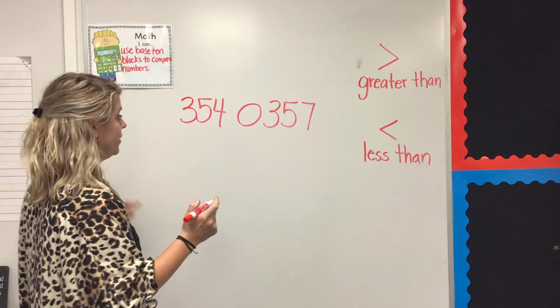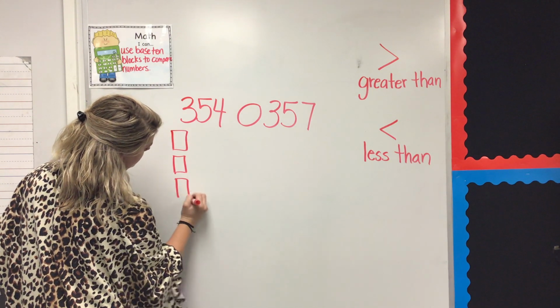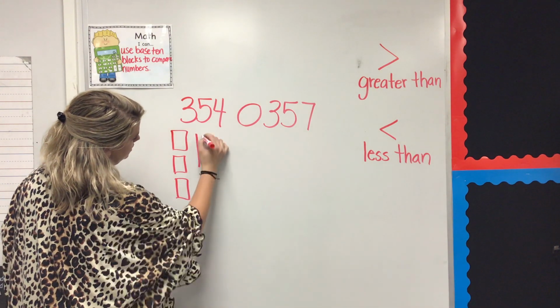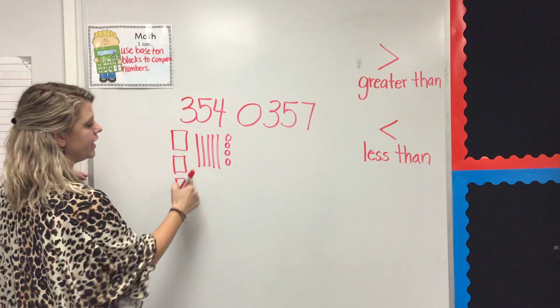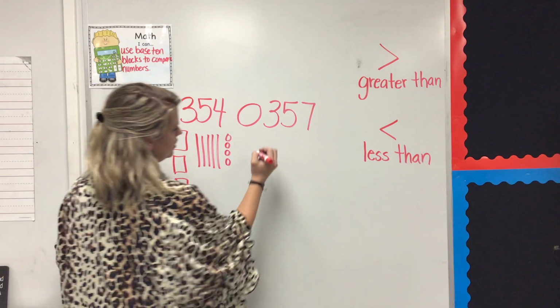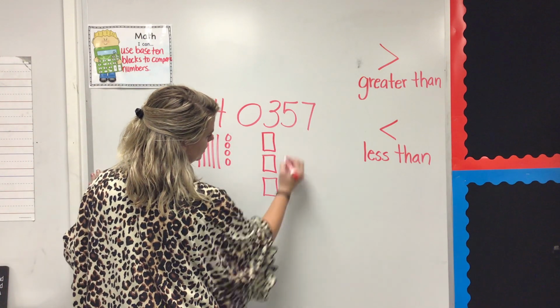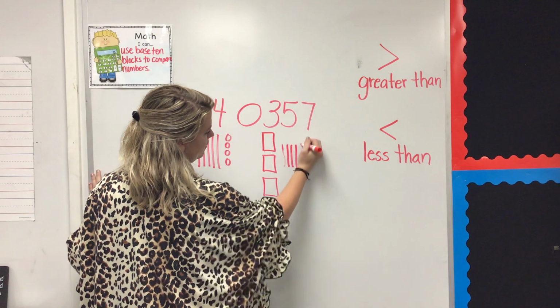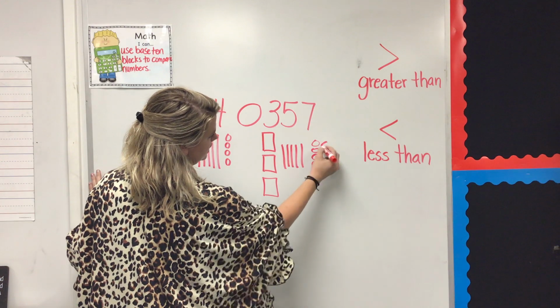All right, here we go. 1, 2, 3. 1, 2, 3, 4, 5. 1, 2, 3, 4. 354. 1, 2, 300. 10, 20, 30, 40, 50. 1, 2, 3, 4, 5, 6, 7.